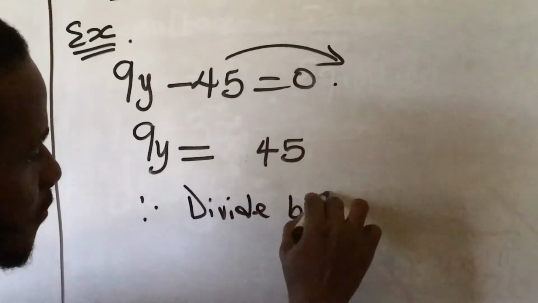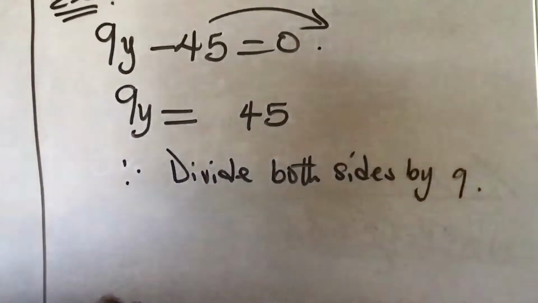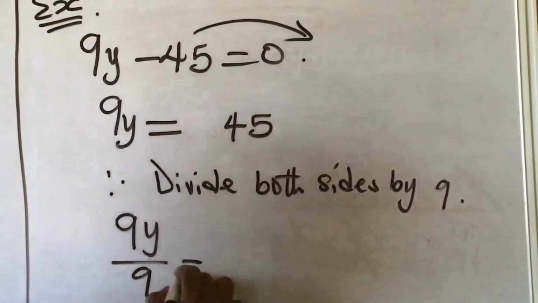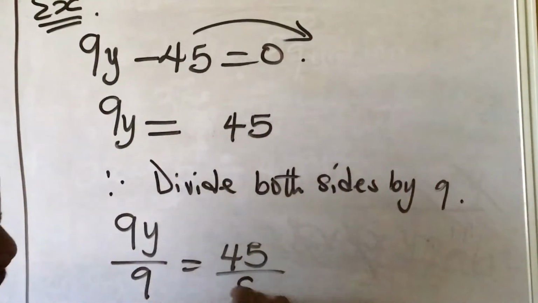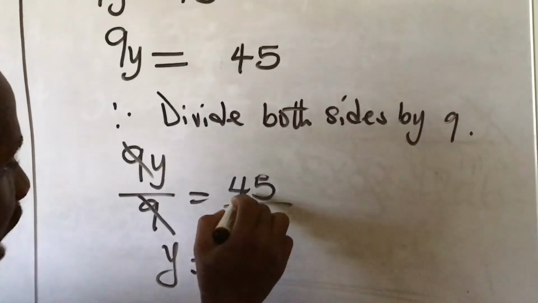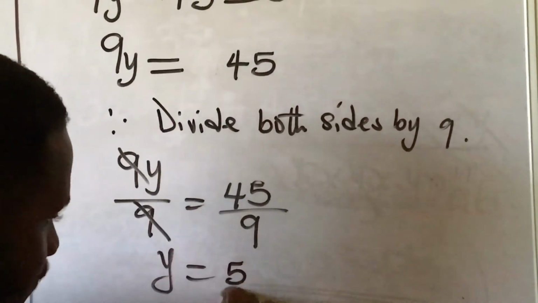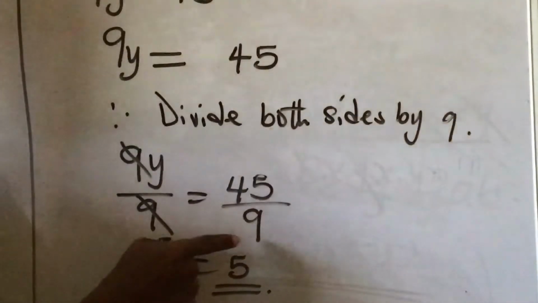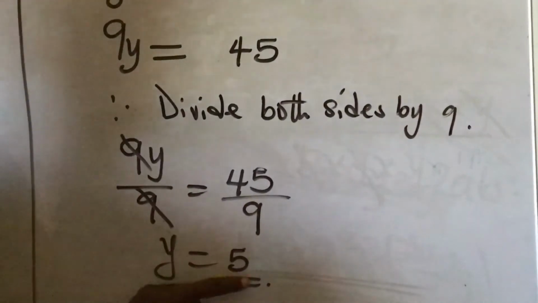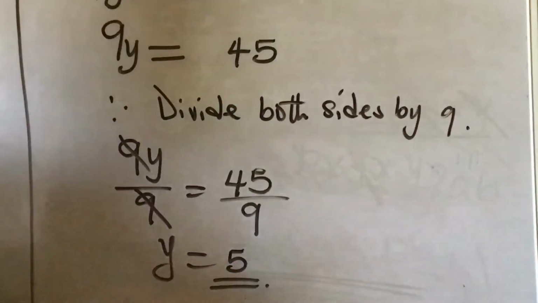Divide both sides by 9. So if I'm dividing both sides by 9, then I have 9y divided by 9 equals to 45 divided by 9. 9 cancels 9. Then I have y equals to, how many 9 will I see in 45? I will have 5. Because I know that 9 times 5 will give me what? 45. So 45 divided by 9 will give me 5, of which 5 is our final answer.